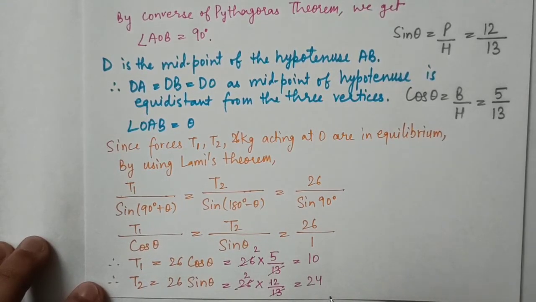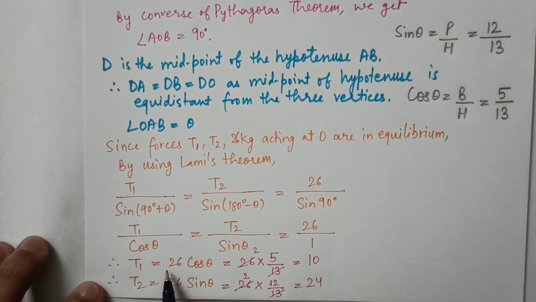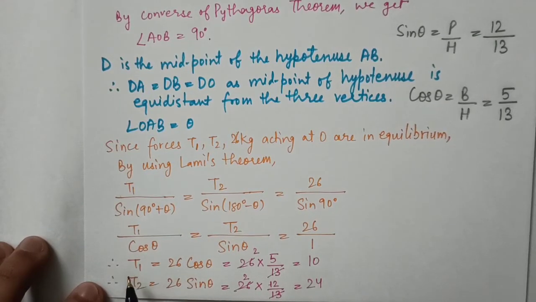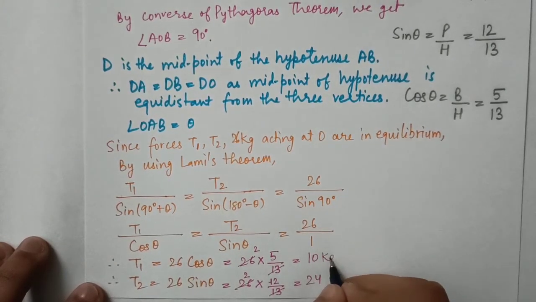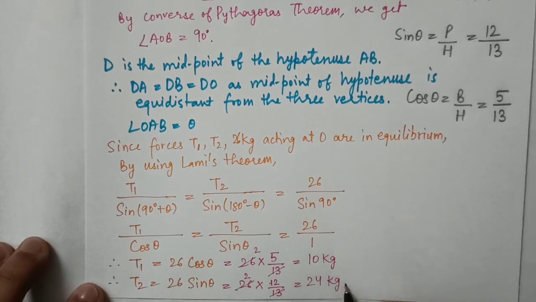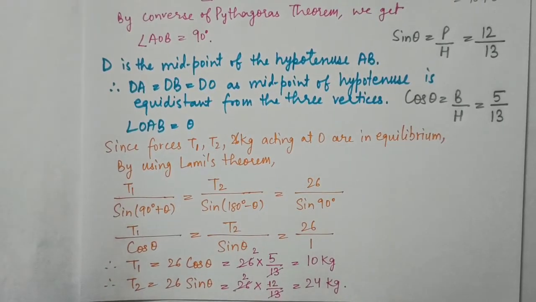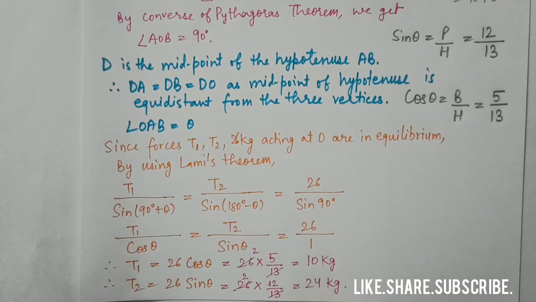Let us not forget that here we have 26, but we have its unit kg also. So the unit of these tensions T1 and T2 would also be 10 kg and 24 kg respectively. So we have found the values of the tensions of these strings T1 and T2. I hope you have clearly understood how this numerical has been solved by me. If you have any doubt, you can just ask me.